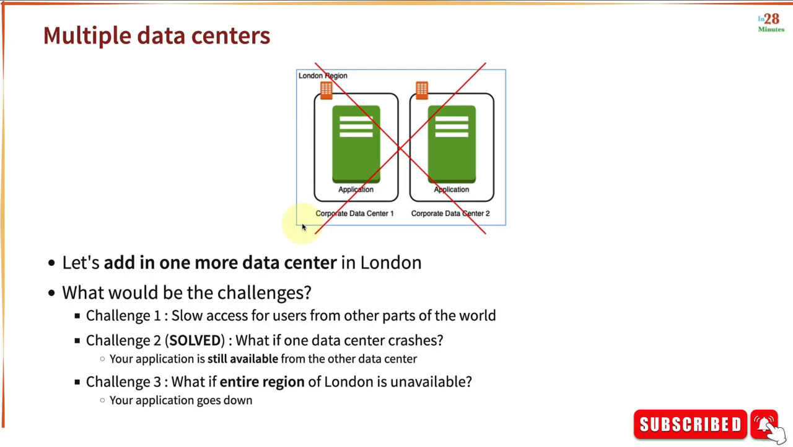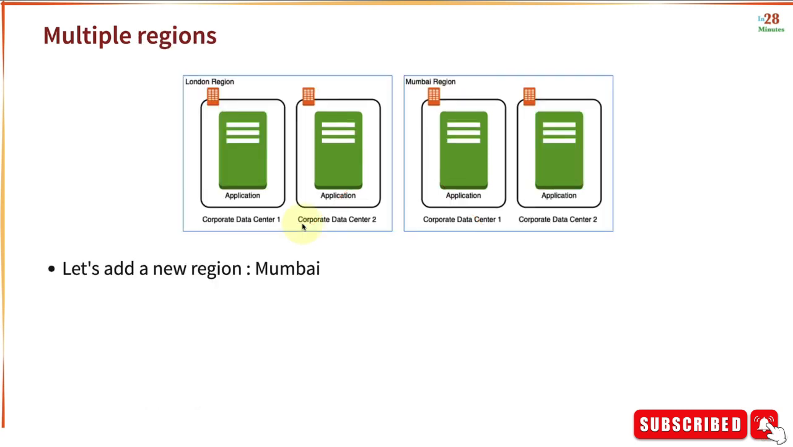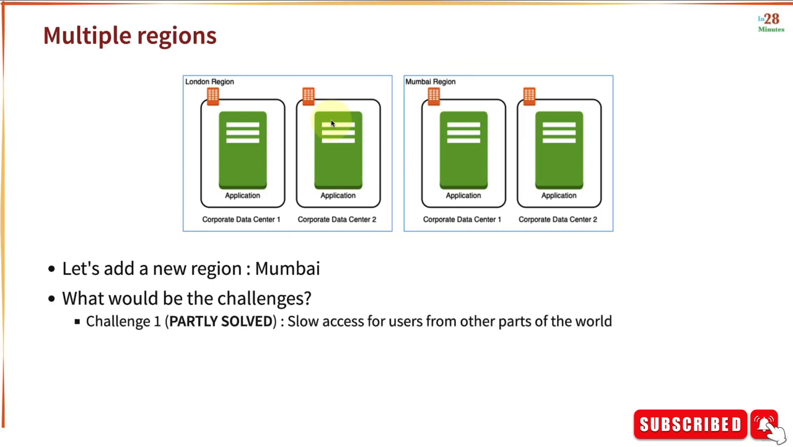Now we spend a lot of time thinking about this and we come up with a better solution. What do we do? We add a new region, Mumbai. We have the London region, we have a Mumbai region, and each of these regions has 2 data centers. Now think about our challenges. Challenge number 1 is partly solved. At least the users who are nearer to the Mumbai region will get faster access to the application. We can solve challenge 1 completely by adding deployments for our application in multiple regions around the world. We can add a deployment in Sydney, New York, and multiple other regions in the rest of the world.